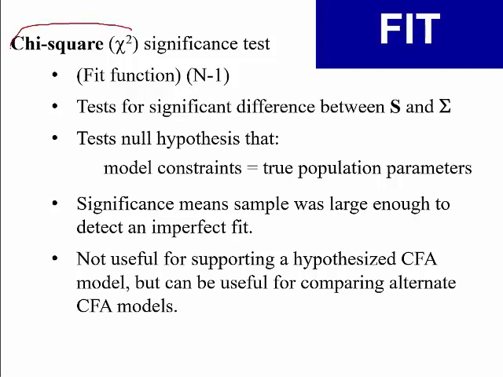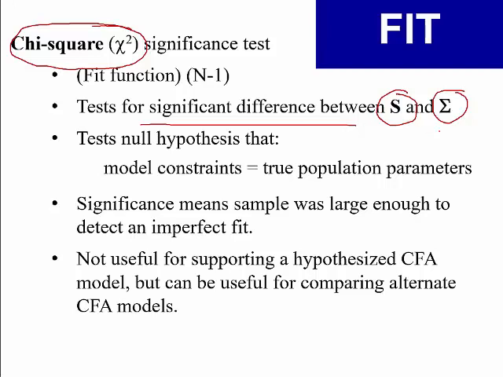So with this, we're going to get a chi-square value and use that value to do a significance test for our model. And specifically, we're going to test to see if there's a significant difference between S, that is our actual sample observed variance covariance matrix, and sigma, that is our reconstructed variance covariance matrix based on our confirmatory factor analysis model, based on which parameters we set to be free and fixed, and which items we said actually load on factors and which items don't load on factors.